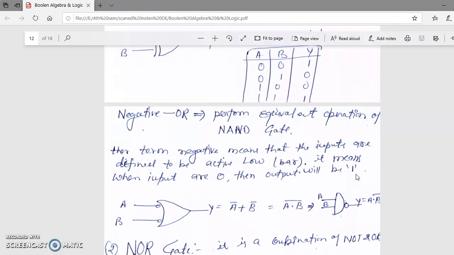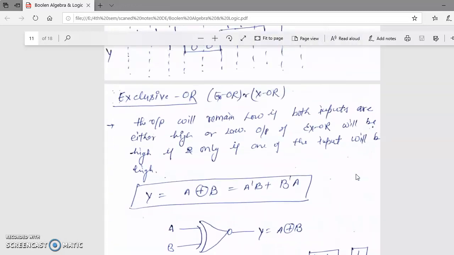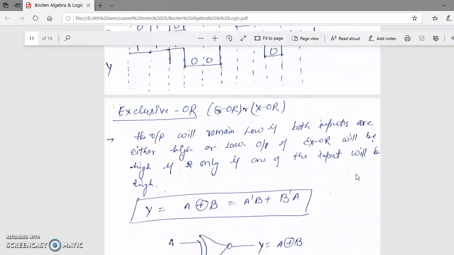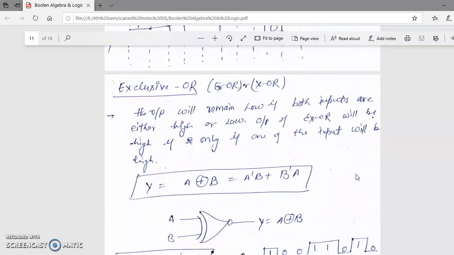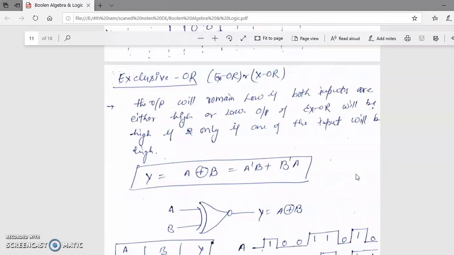In this series we have the exclusive gates, that is the XOR or XNOR gates. First one is the XOR gate or exclusive OR gate. These gates are special gates. The output remains low if both inputs are high or both low. Output of XOR will be high if and only if one of the inputs is high.